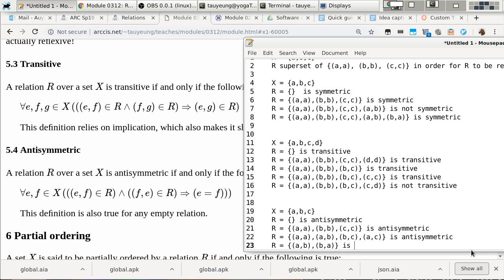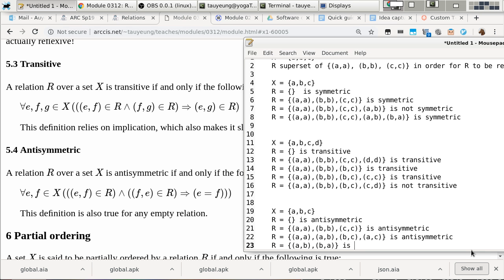Because AA is not here and BB is not here, so it is not transitive. In order for this to be transitive, AA and BB have to be here too. Does it make sense? Because what I do is I say, what if E equals A, F equals B, and G equals A again? Then EG is not here, and yet EF is here, so is FG. Okay? So it is not transitive.